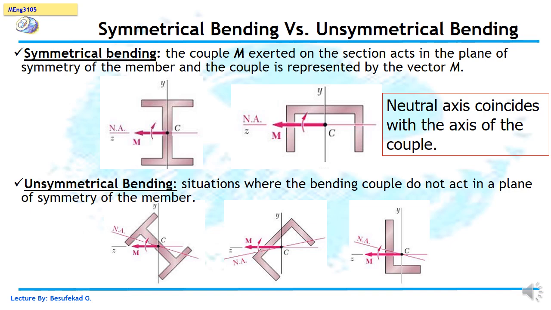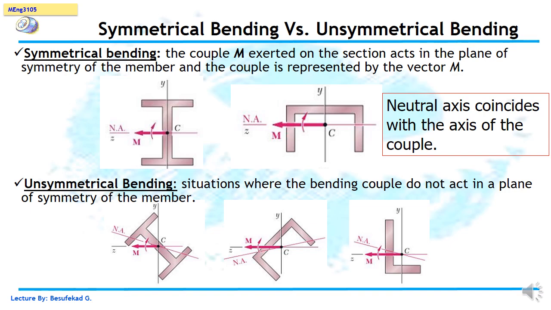So there are two cases to call it asymmetrical bending. One, if the member doesn't possess any plane of symmetry, then definitely the bending is asymmetric. Or if the section is asymmetrical at all, then the bending is asymmetric. But if the member possesses at least one plane of symmetry, there may be a possibility to be symmetrical or asymmetrical bending.